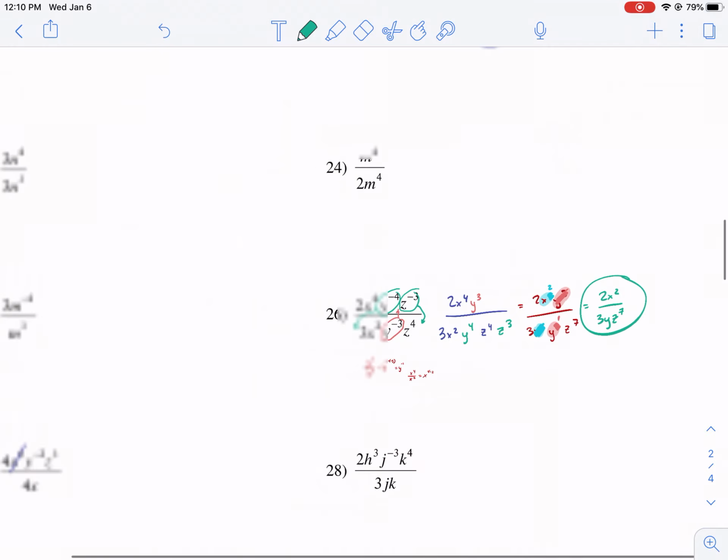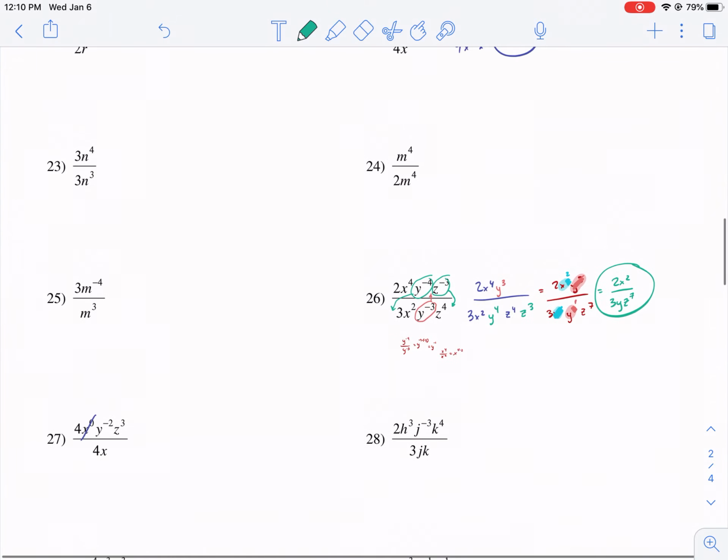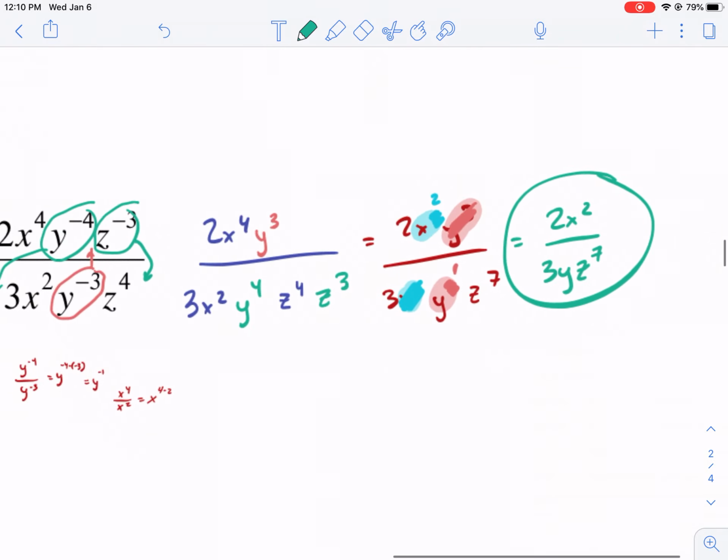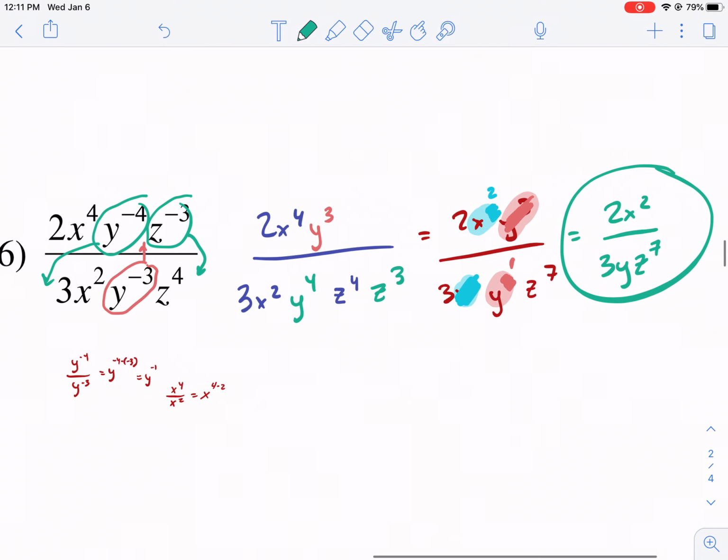And there you go. A little bit complex. I'm sure you guys are going to have questions on these. If you need me to do any more, let me know. But this is the process for like these big ones. It's a little bit involved. Stay organized. You got this.